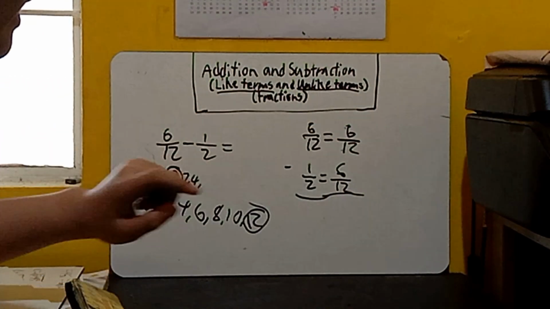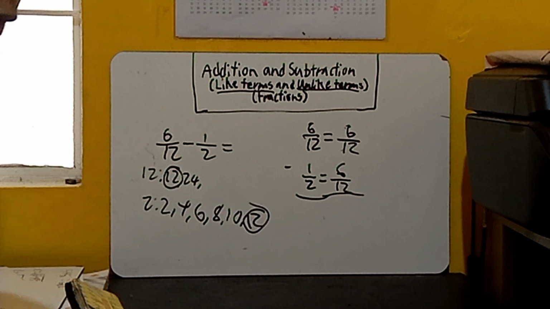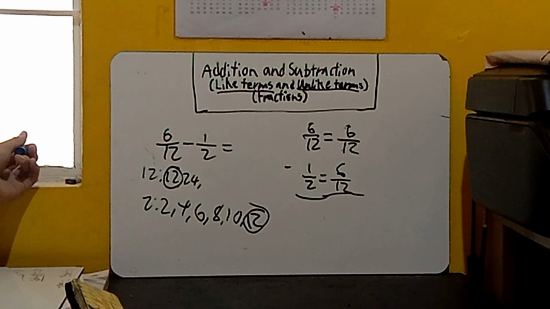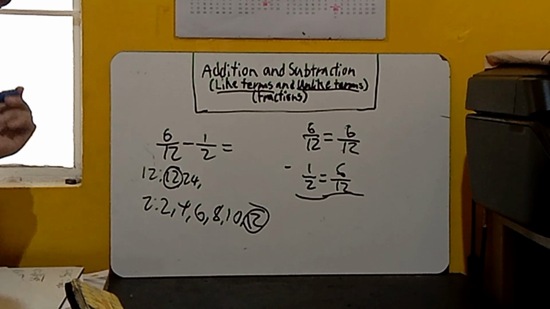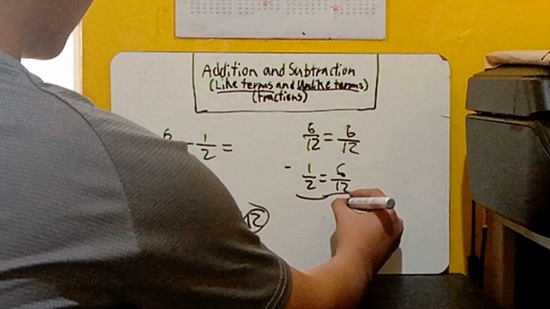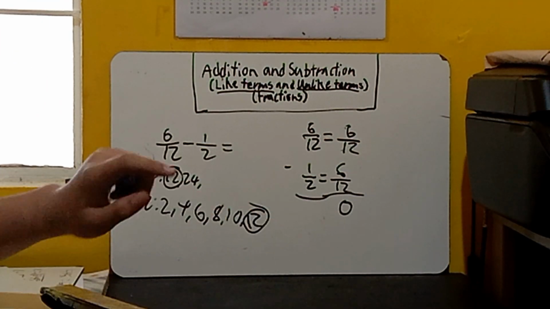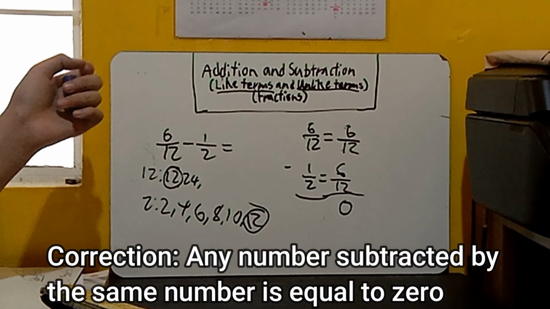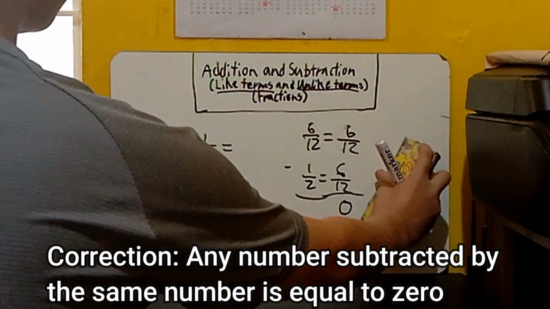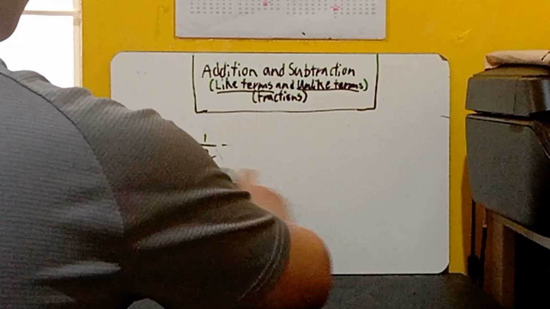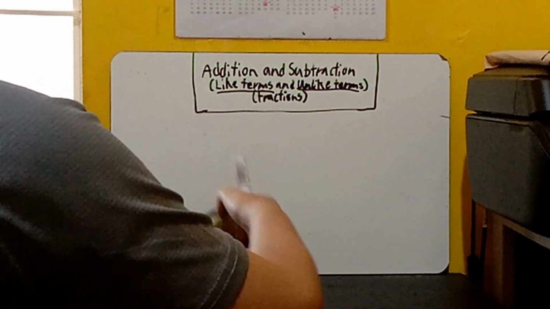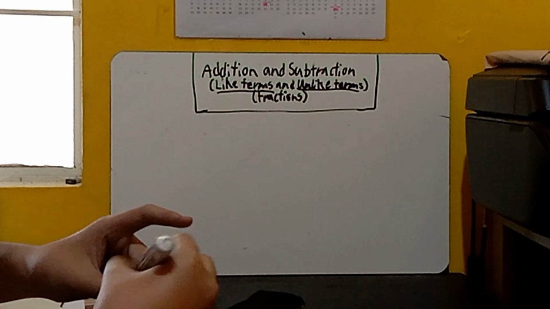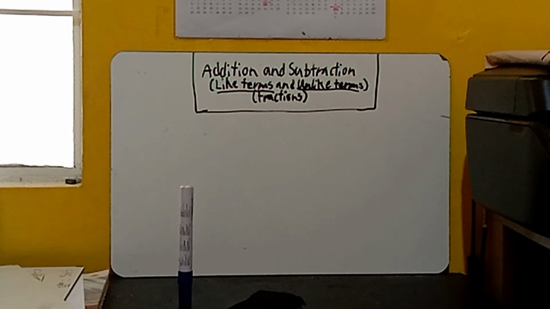And now 6 over 12 minus 6 over 12. Anything subtracted from itself is 0. Literally any number subtracted from the same number is equal to 0. Yeah, 6 over 12 minus 1 half is equal to 0. Alright, so that's how you do addition and subtraction of fractions, like terms and unlike terms.